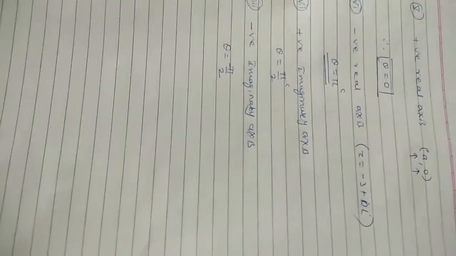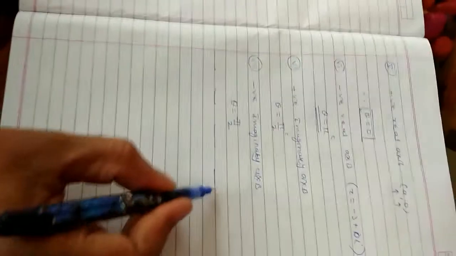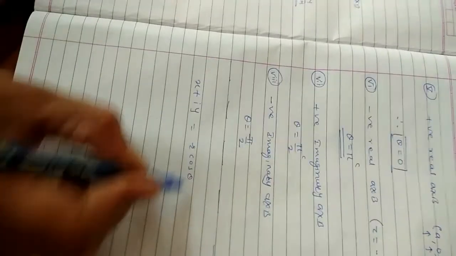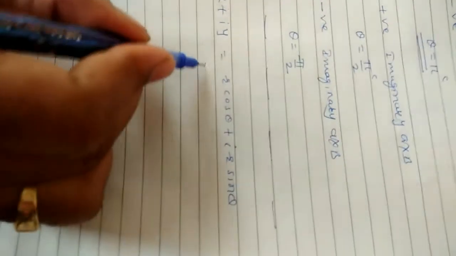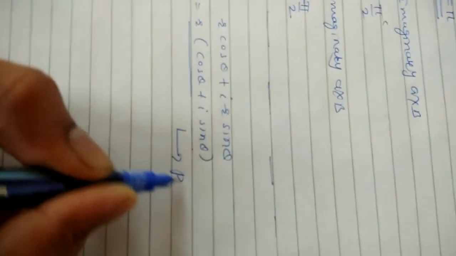And if the complex number lies in the first, second, third, or fourth quadrant, you must learn these formulas. After getting this theta and r, we can change the form of the complex number. We know that x plus iy is the Cartesian form of a complex number. From this figure we get x is equal to r cos theta and y is equal to r sin theta. If you take r outside, r(cos theta plus i sin theta), this is another form of a complex number, and this form is known as the polar form of a complex number.